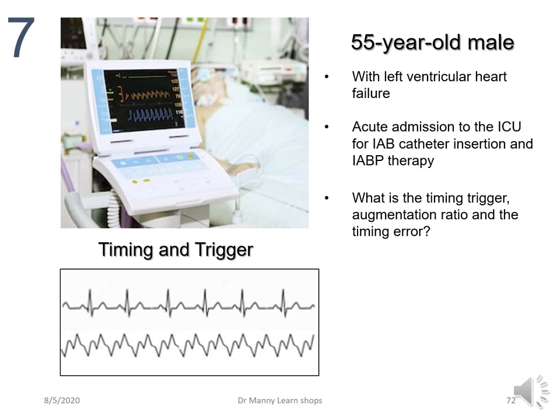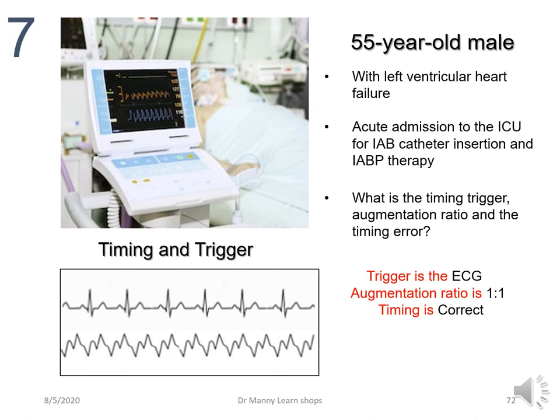Well, he looks like he's in sinus rhythm. So the trigger is the ECG. The augmentation ratio is 1:1. And the timing is correct, which means the inflation and deflation points are in the right place. Have a look. Inflation at the dicrotic notch, a nice sharp V. Deflation point just prior to ventricular systole, the aortic end diastolic pressure, a nice sharp V.